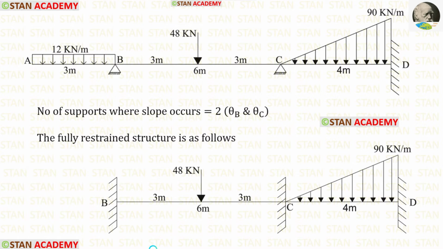Now let us make the fully restrained structure. In the fully restrained structure, there will be no slope. We know that only in the fixed support there will be no slope. So let us remove the hinged supports from the point B and from the point C and replace them with the fixed supports. In the fully restrained structure, no need to consider the overhanging span. Right now in this structure, there will be no displacement because all of the supports are fixed. That is why it is called the fully restrained structure.